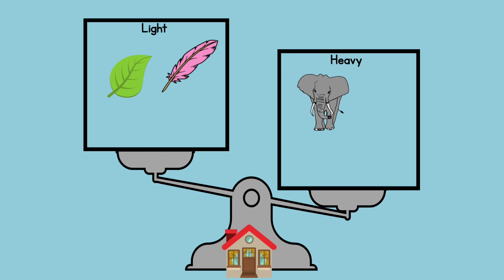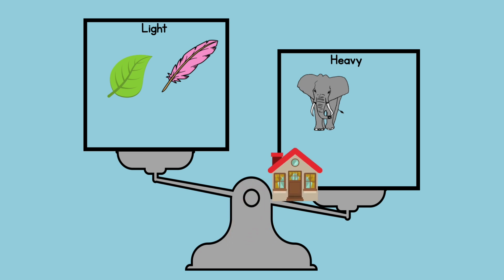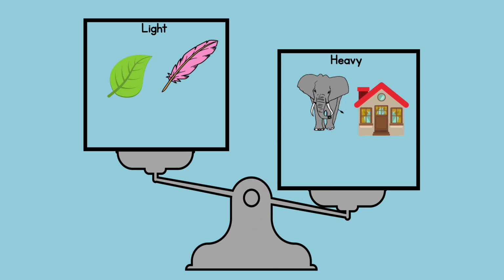A house. Is the house heavy or light? Well done. The house is heavy. A balloon. Is the balloon heavy or light? Well done. The balloon is light.